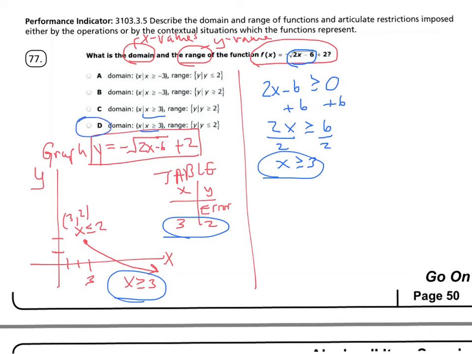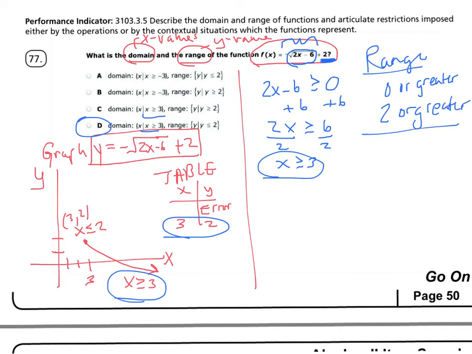And then also to get the range, the y values, you would just look at this whole thing here, and I know that square root is going to put out 0 or greater. And then I see we have a negative sign in front of the square root, so negative 0 is just 0. And then we also have this plus 2. So our y values are going to be 2 or less. And that's how I can do that algebraically.